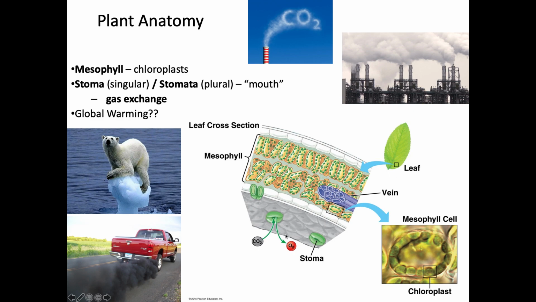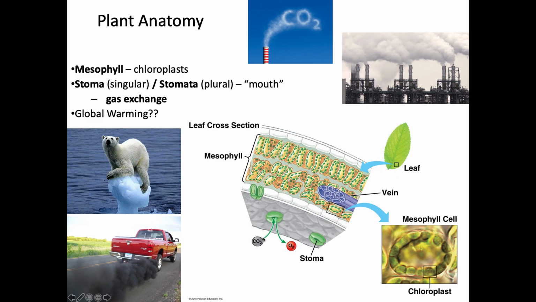So we know in photosynthesis, the plant will take in carbon dioxide from the atmosphere. That carbon dioxide goes from the outside into the mesophyll, into the chloroplast, and photosynthesis takes place. As a byproduct, it will produce oxygen gas that will be released from a stoma into the atmosphere. So these little pores will allow for these two gas exchanges.